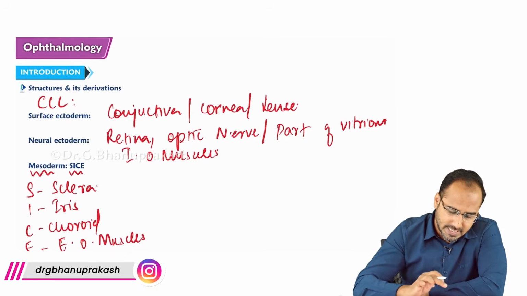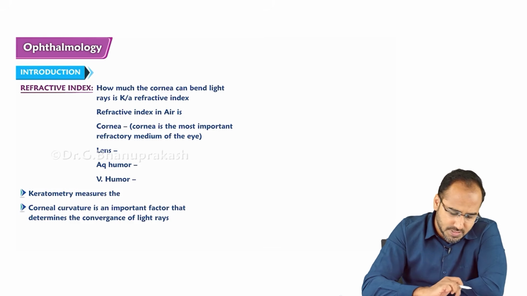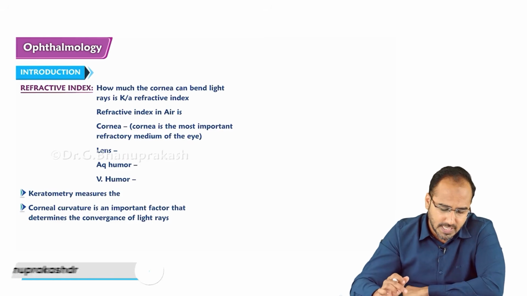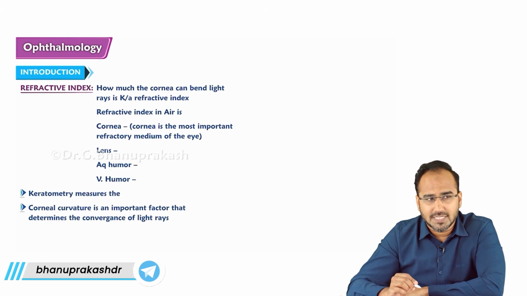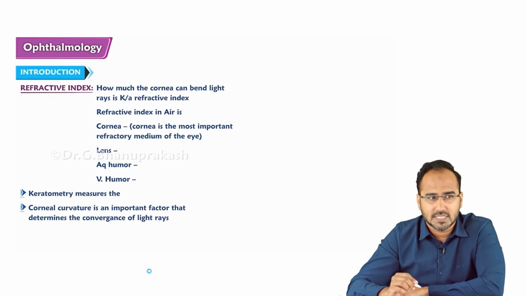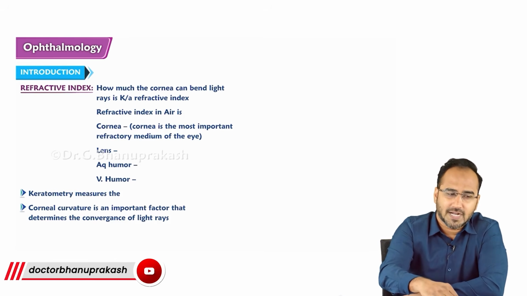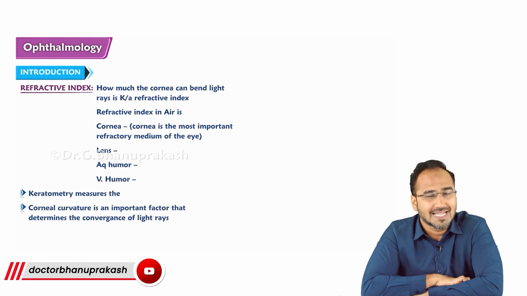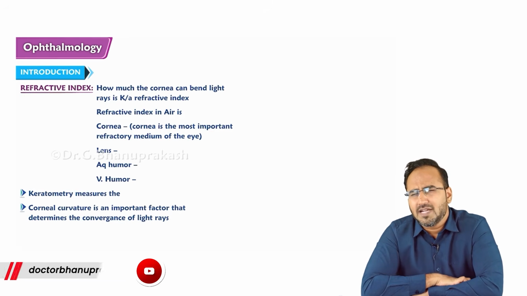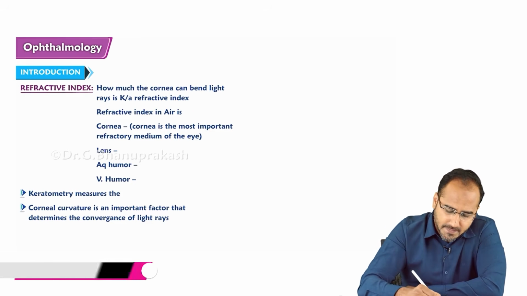Now guys, have you written this, the structural derivation and all? Now we'll take down a few notes, starting with the cornea. Right. Now, starting with refractive index. What is meant by refractive index? Refractive index means how much the cornea can bend the light rays. There are different refractive indices. In air, the refractive index is 1.